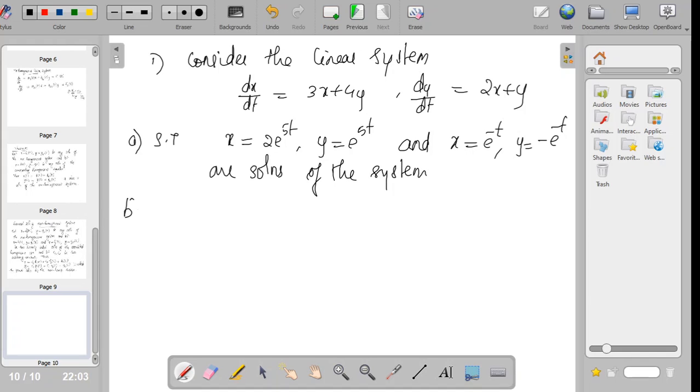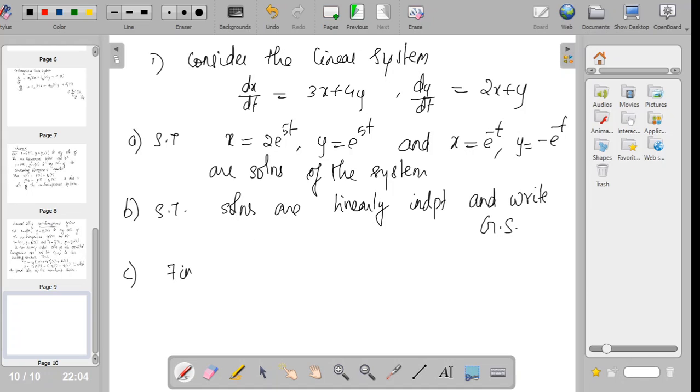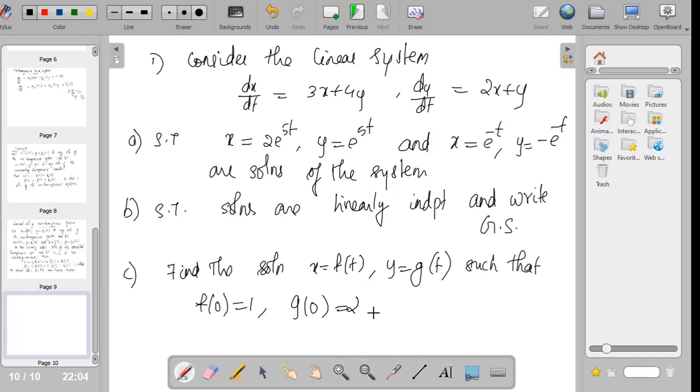And then the second part is to show that the solutions are linearly independent and write the general solution. And the third part of the problem is to find the solution x = f(t) and y = g(t) such that f(0) = 1 and g(0) = 2, and you need to explain why the solution is unique and over which interval it is defined.